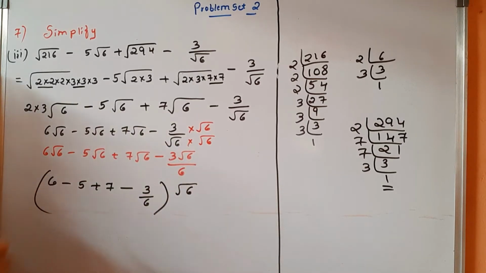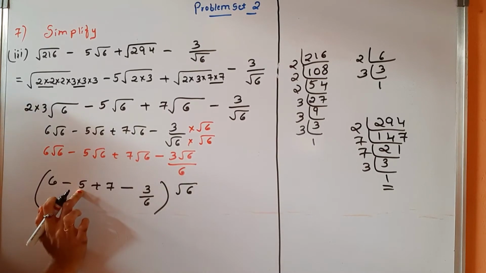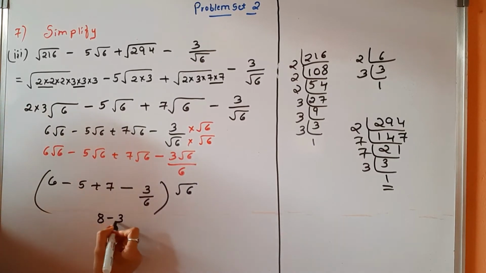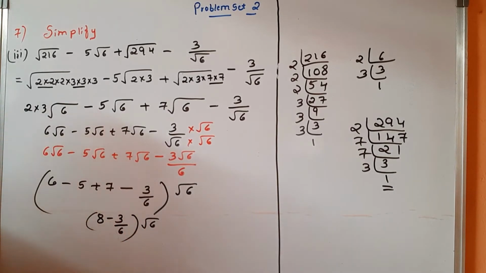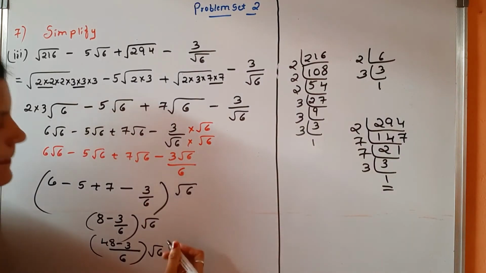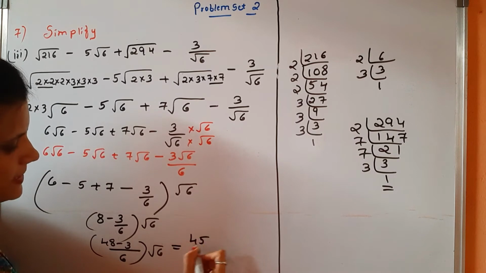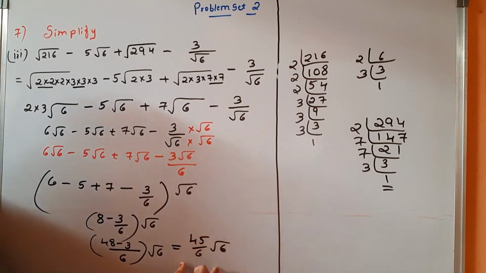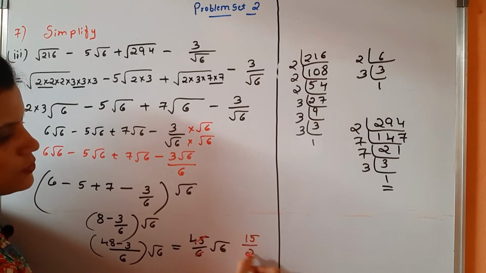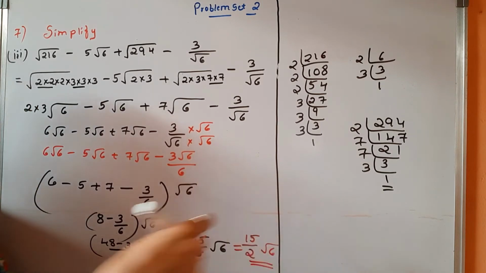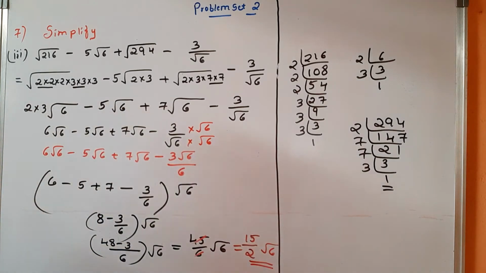Now the thing is, see here 6 minus 5 we are getting only 1, 1 plus 7 that is 8, 8 minus 3 by 6, into root 6. Now you know equalizing the denominator, that is 6 is common, 6 8s are 48, minus 3, into root 6. So what will happen here? 48 minus 3, that is 45 by 6, root 6. Okay, now the thing is, still it can be simplified because 45 and 6 are in the same table, that is I can write here 3 15s are 45, 3 2s are 6. So our answer is 15 by 2, root 6. If you want, please take a snapshot, we will move to the next sum.